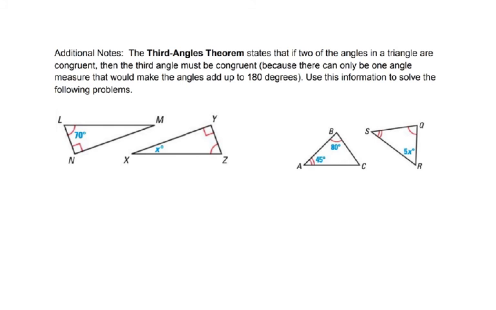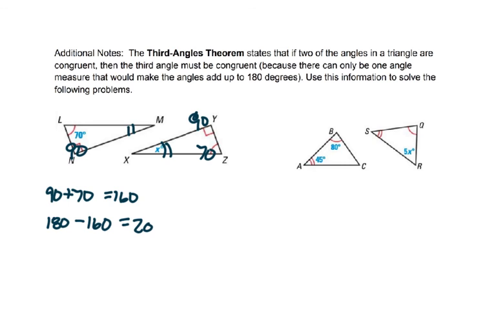So if I know that this is 90, and this is 90, and the marked ones are both 70, we need to figure out what angle X is. And for both of these triangles, it's going to be the same number. So we're going to do 90 plus 70 is 160, 180 minus 160 is 20. And so both of these are 20 degrees.